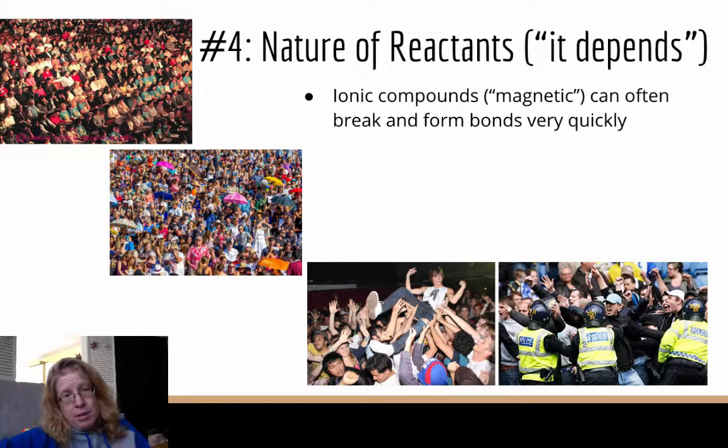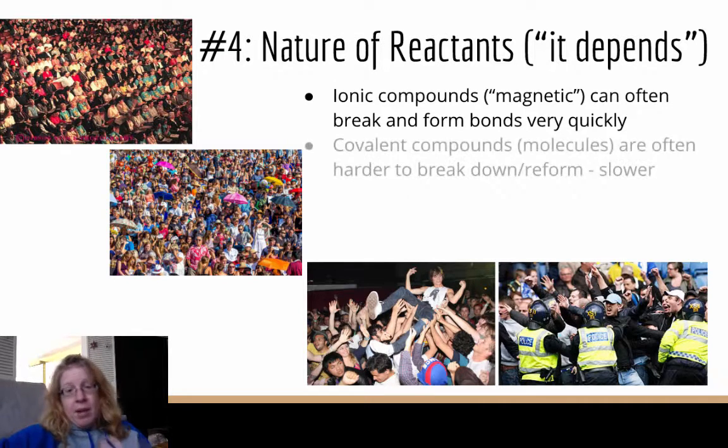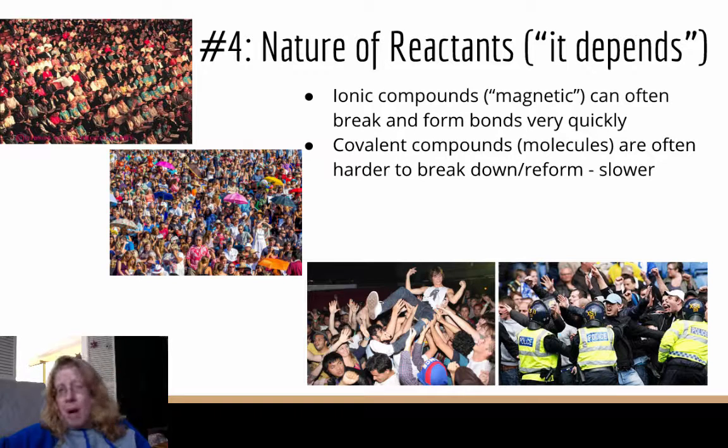And many of the reactions that we've done in class that look instantaneous, like our precipitation reactions, are ionic reactions. Again, because those ions can separate, reform together, and it's very, very quick. On the other hand, covalent compounds, when molecules are involved, that tends to be quite a bit slower.